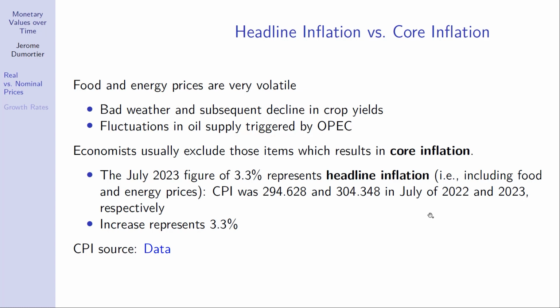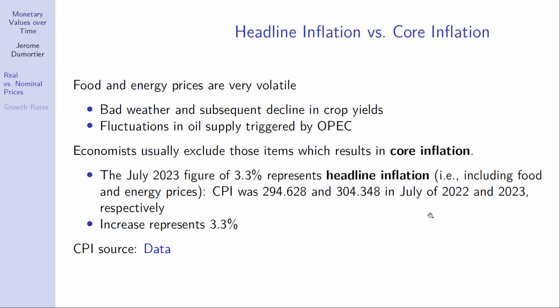Because food and energy prices, although they are very important, are very volatile, they may influence the CPI more than is desired. Economists usually exclude those items and just report what is called core inflation. When you're including food and energy prices, that is headline inflation. For example, in July 2023, the headline inflation, including food and energy prices, was 3.3%.